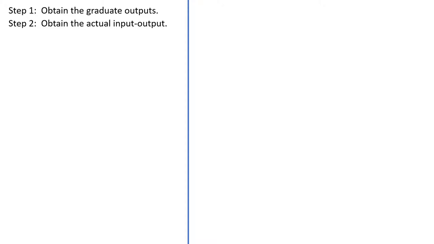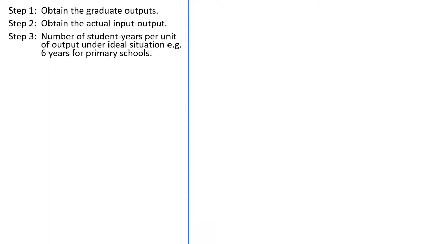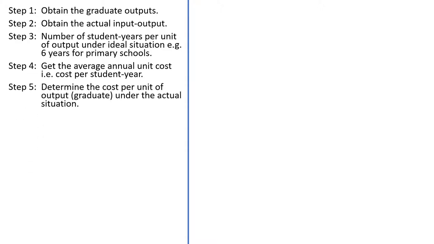Secondly, obtain the actual input output. Then you get the number of student years per unit of output under the ideal situation, e.g. in the primary school you spend 6 years, and that is the example we did in the last video. Then you get the average annual unit cost, that is the cost per student year, because now we want to know how much it really costs for that wastage. First we have done that and we have gotten the unit cost per student year.